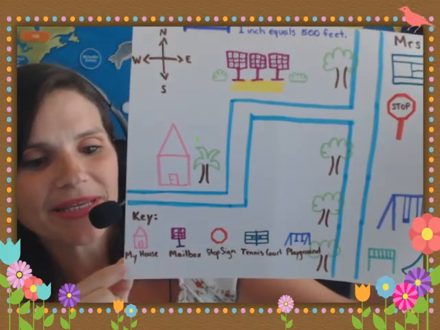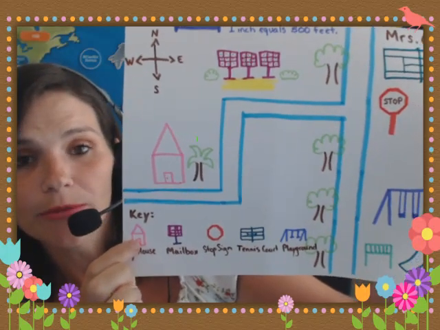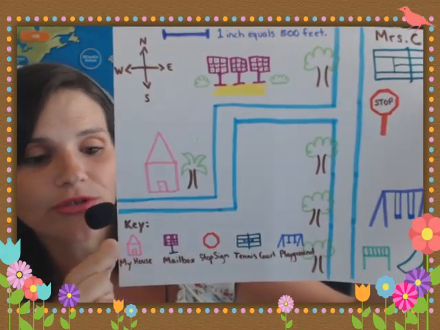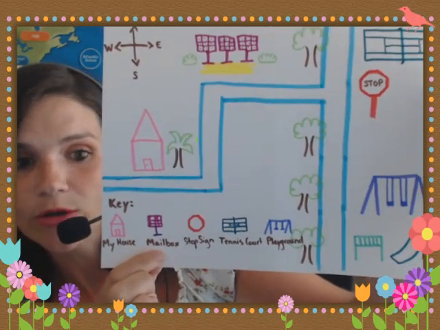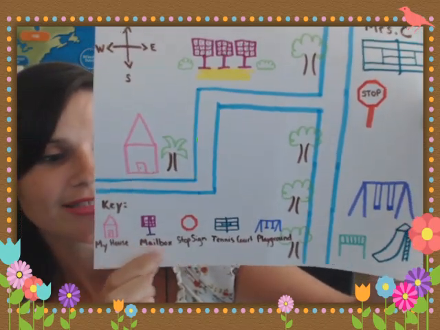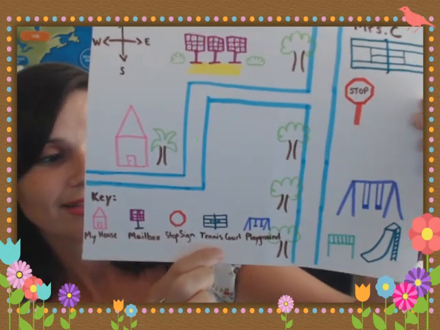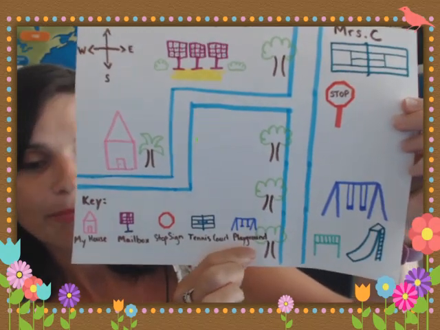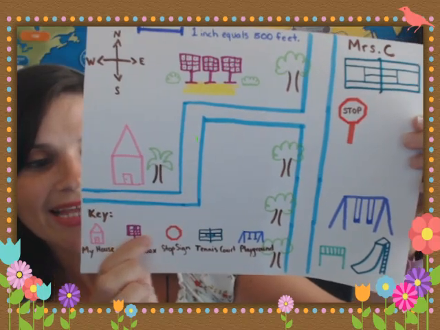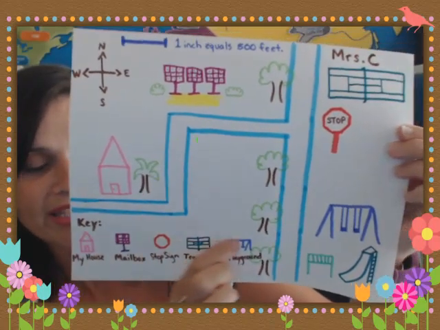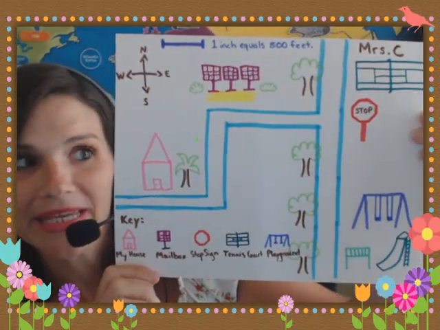So down here, this is my map key. I added smaller pictures of some of the locations I drew. So right here, I've got a teeny house and it says my house. Right here, I've got a little mailbox. It says this is a mailbox. Stop sign, tennis court, and playground. So right here, this is my key. This tells someone using my map what each of the pictures on the map mean.